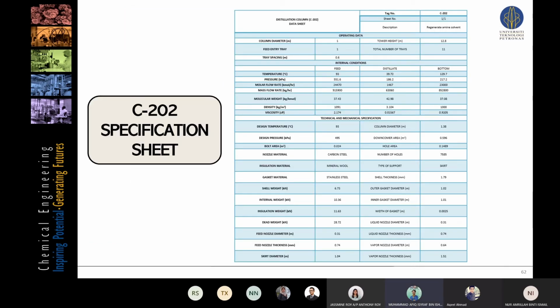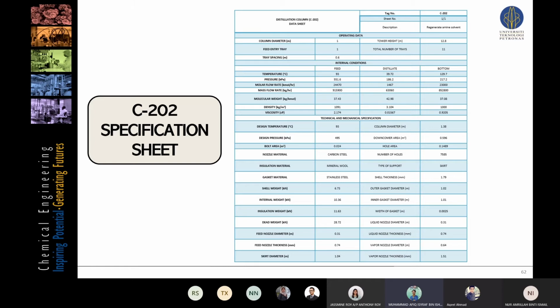Alright, so this is the specification sheet for my distillation column. As you can see, it consists of the operating data, internal condition, and also technical and mechanical specification. From here, you can see all the calculations that I've input based on the report. And for the detailed calculation, you may refer to the report.